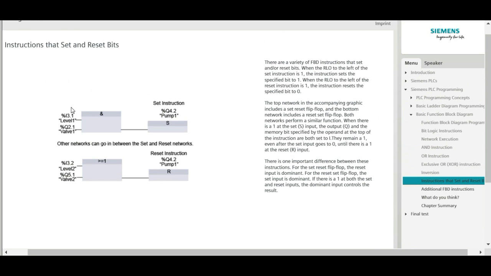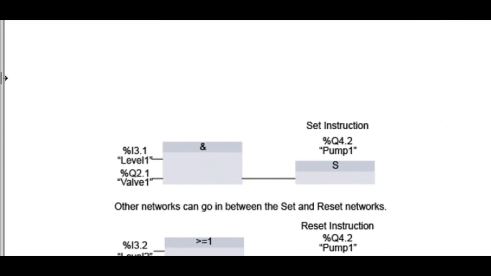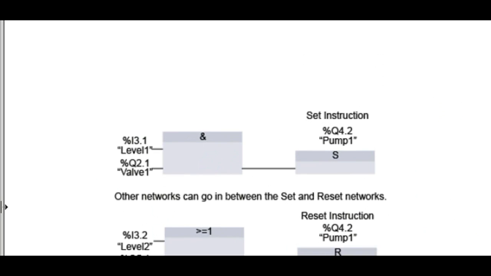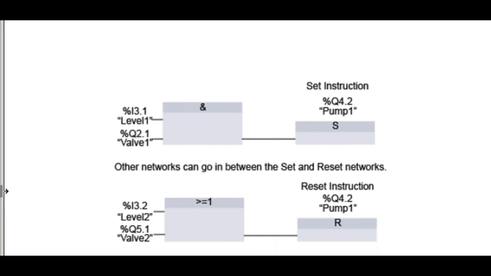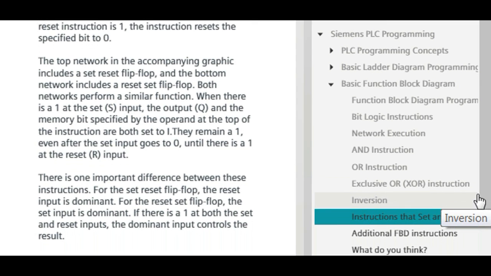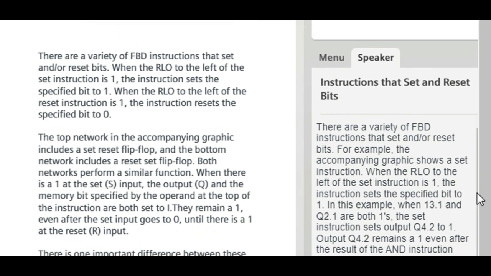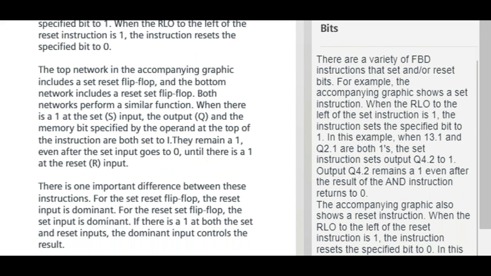There are a variety of FBD instructions that set and/or reset bits. For example, the accompanying graphic shows a set instruction. When the RLO to the left of the set instruction is 1, the instruction sets the specified bit to 1. In this example, when I3.1 and Q2.1 are both 1s, the set instruction sets output Q4.2 to 1. Output Q4.2 remains a 1 even after the result of the AND instruction returns to 0.